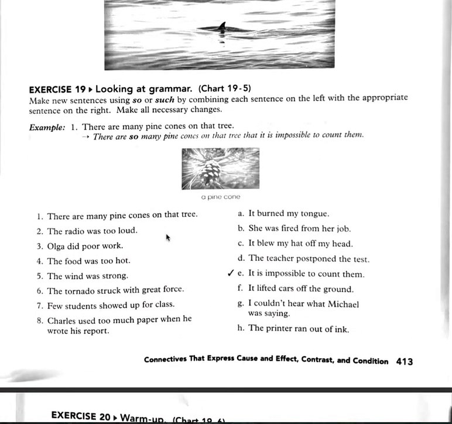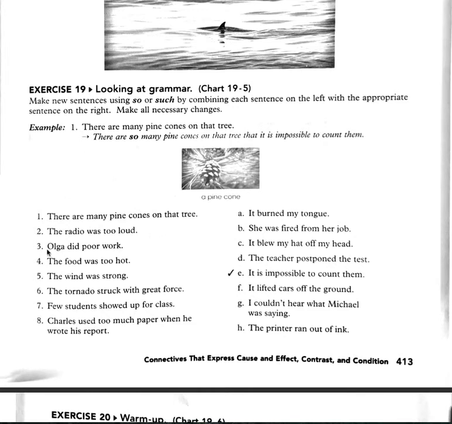Okay, look at exercise 19. On exercise 19, it says, make new sentences using so or such by combining each sentence on the left with the appropriate sentence on the right. Make all necessary changes. Okay? So we're going to use either so or such, depending on: such if it's followed by a modified noun, so if it's followed by an adverb or adjective, or an expression of quantity, much, many, few, and little. Okay?